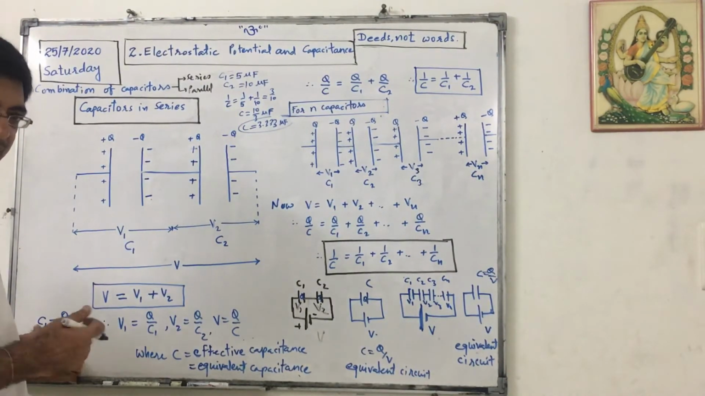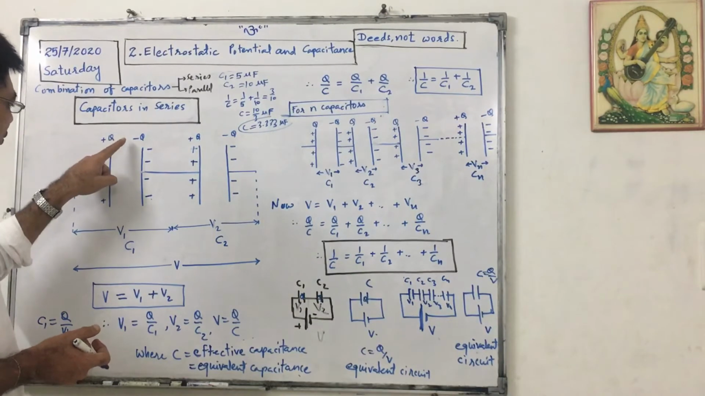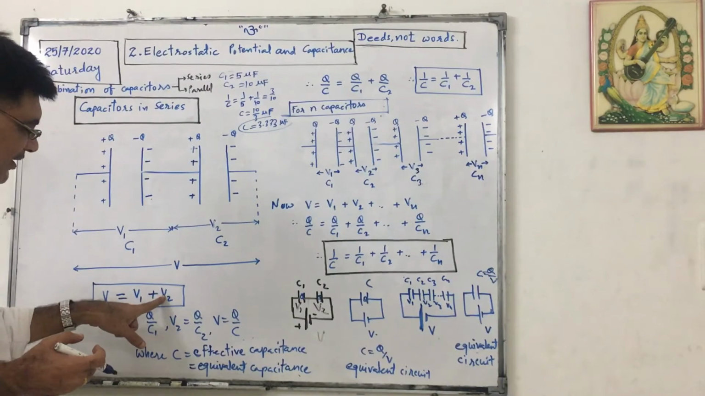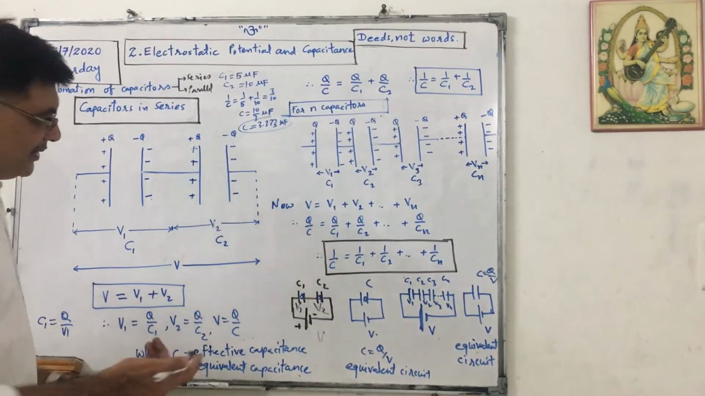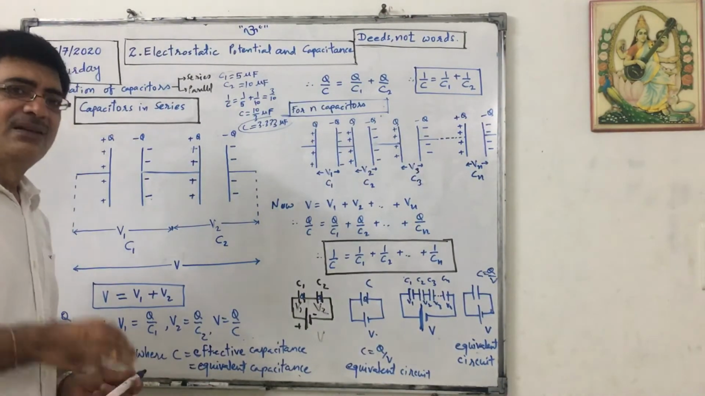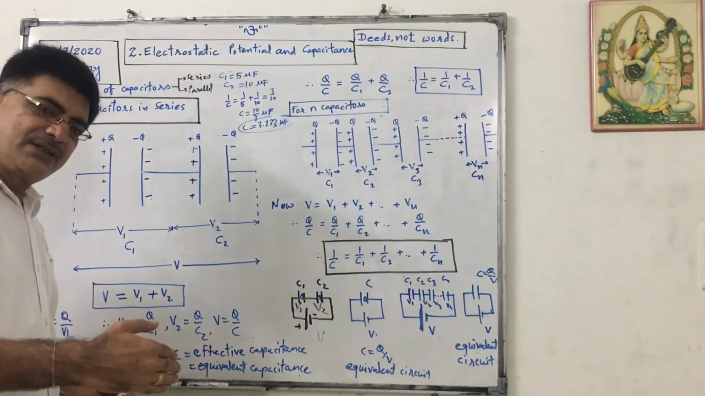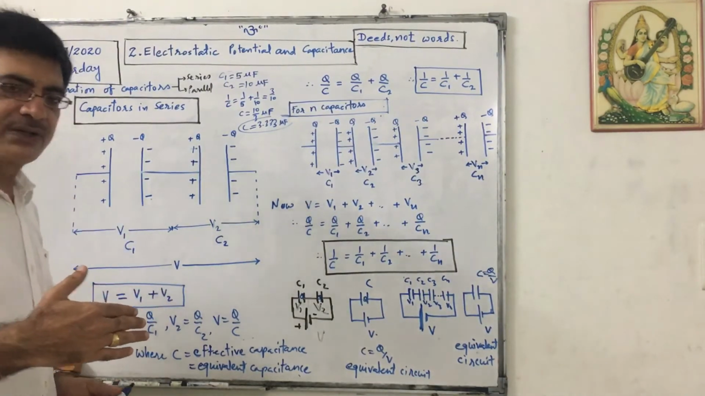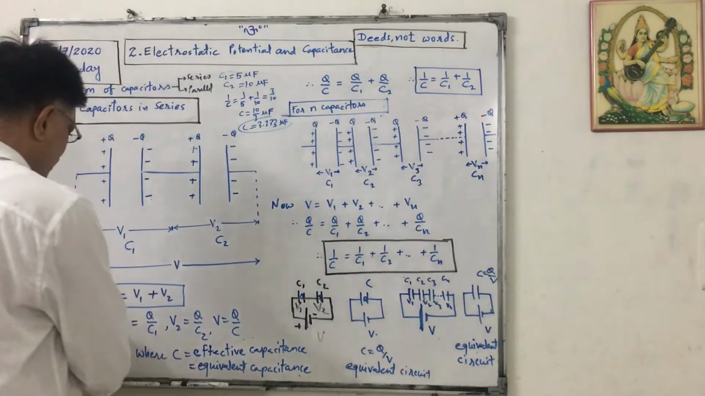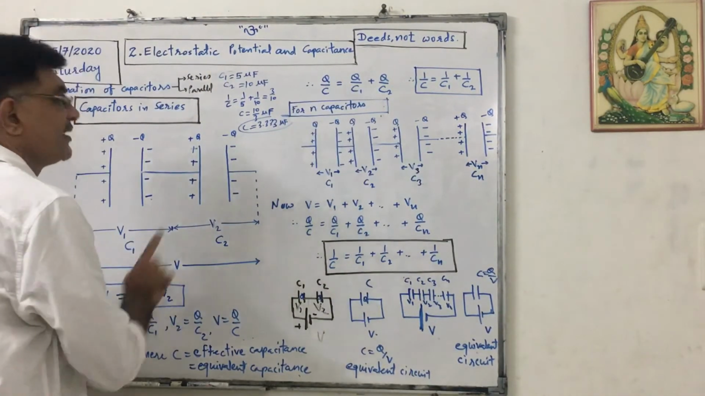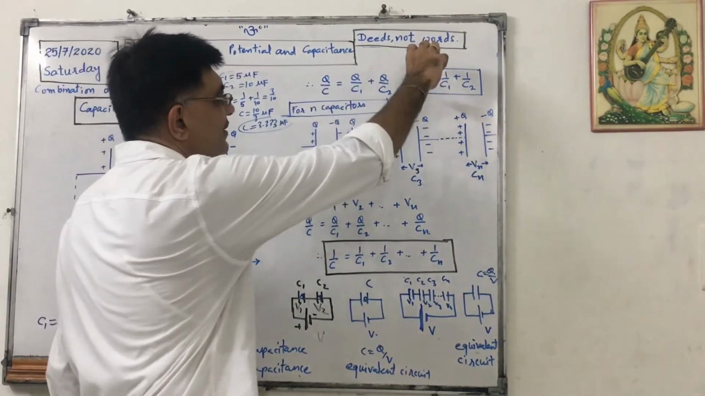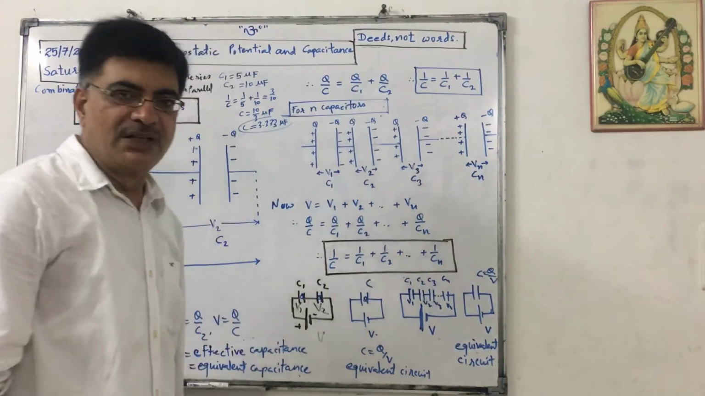Now capacitance C1 will be equal to Q by V1. So V1 can be written as Q by C1. Similarly, V2 can be written as Q by C2. And V can be written as Q by C, where C is the equivalent capacitance, or say effective capacitance, or say resultant capacitance. So putting here values, V is Q by C, V1 is Q by C1, V2 is Q by C2, therefore Q will be cancelled. 1 upon C equals 1 upon C1 plus 1 upon C2.